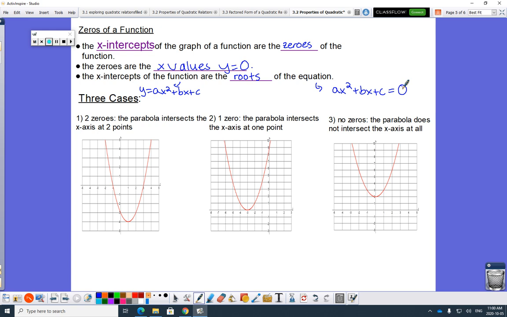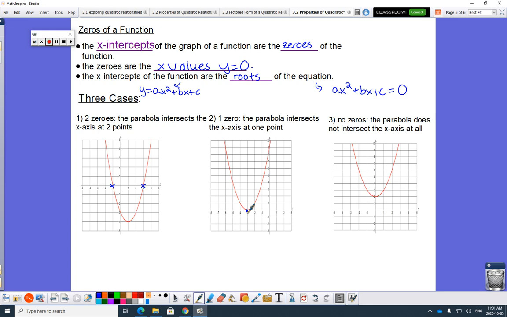There are 3 different possibilities. You can have 2 zeros, you can have 1 zero, and you can have no zeros. And again, this really only matters once we start thinking about what these values actually mean. Is one of the zeros negative? If we're talking about time, can you have negative time? No, that doesn't make sense, right? But these cases only become important when we do problems.